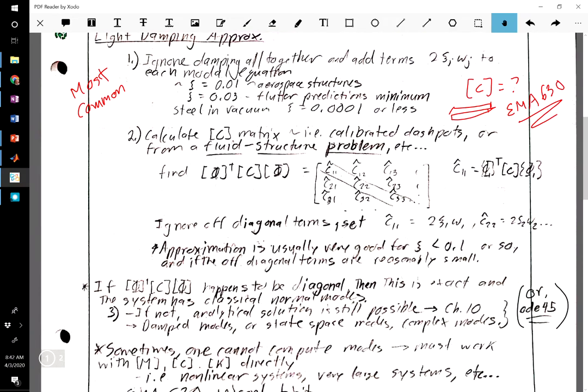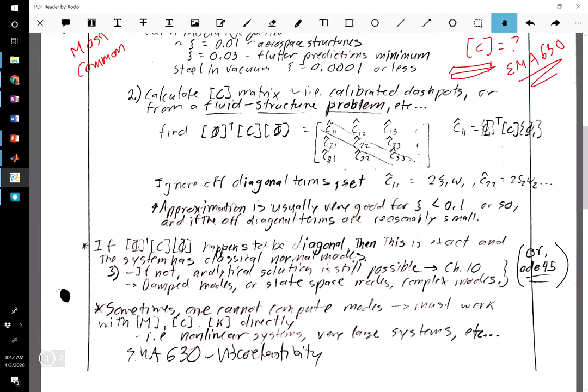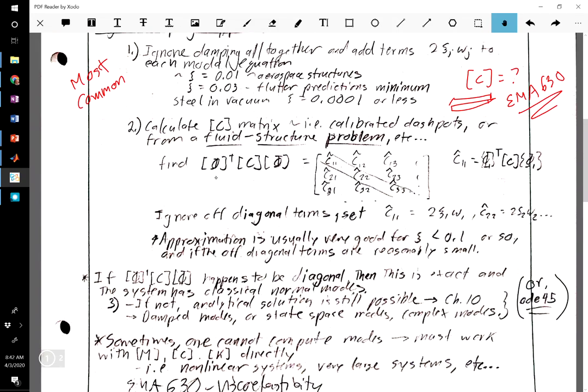All right, another approach is to calculate a damping matrix. If you have a high fidelity model, maybe a fluid structure problem, or maybe you're doing a car where you have dash pots and you know what their damping properties are, the suspension of a car. Or maybe you have a viscoelastic material. You've taken EMA 630, you figured out what the damping in your material is, and you have a few different materials coming together and you build a damping matrix.